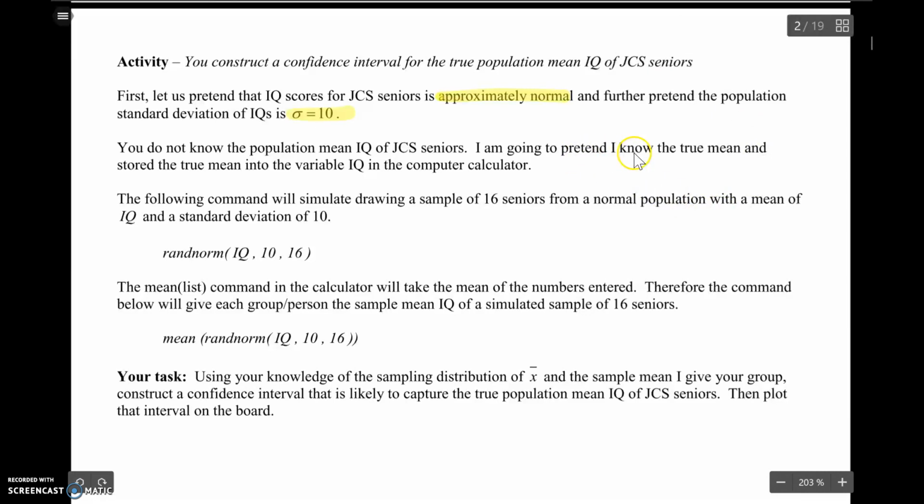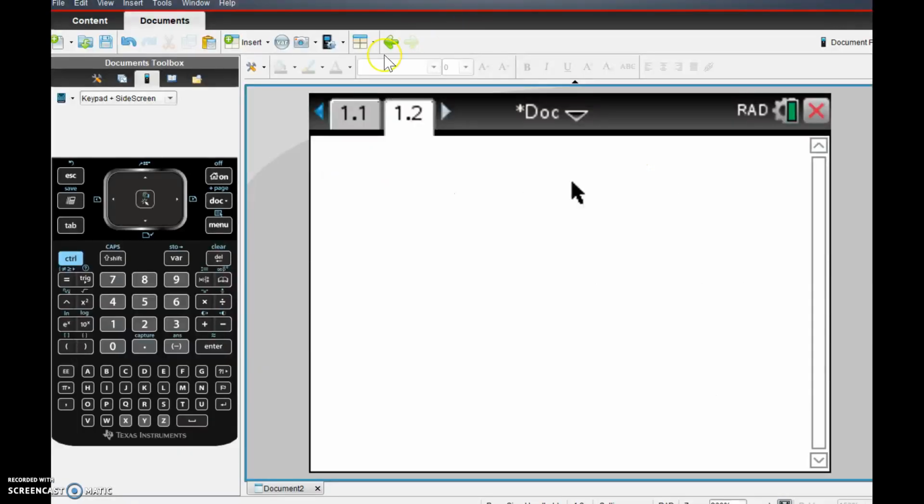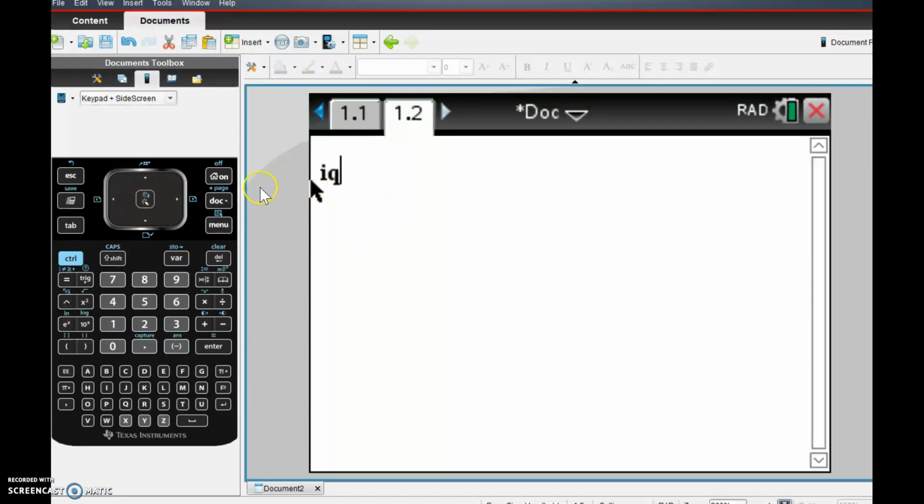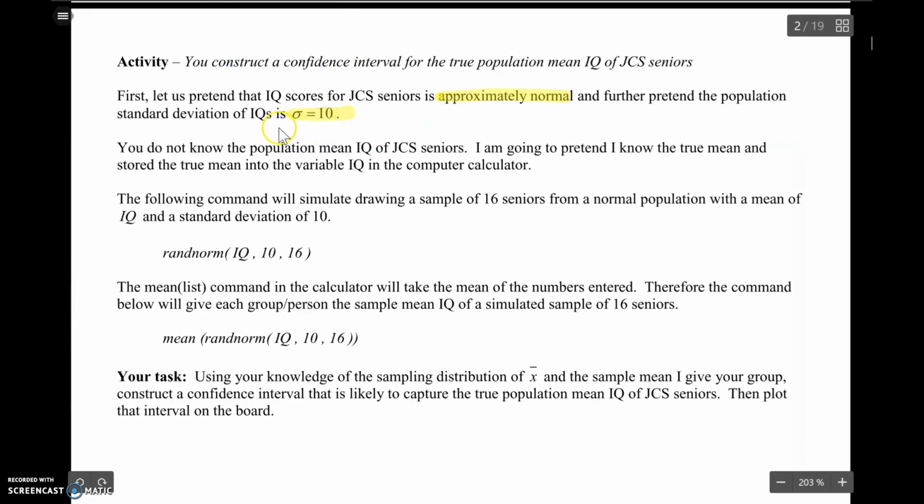I'm going to pretend that I know the mean, and I stored it in my calculator. I stored a variable called IQ. I can click it, but I don't want to hit enter. If I hit enter, it'll show you what the IQ is. So this is the true mean IQ of JCS seniors, for pretend. Like I said, I just made it up.